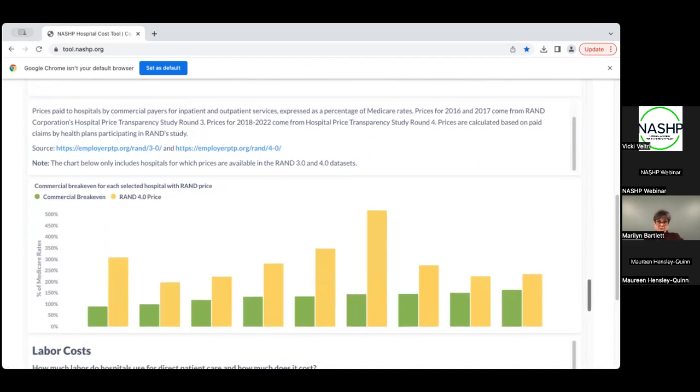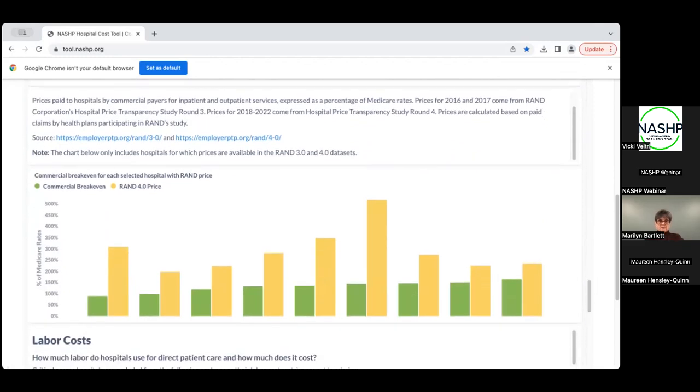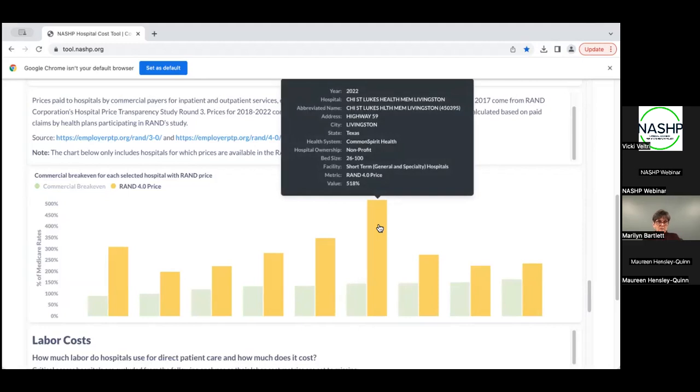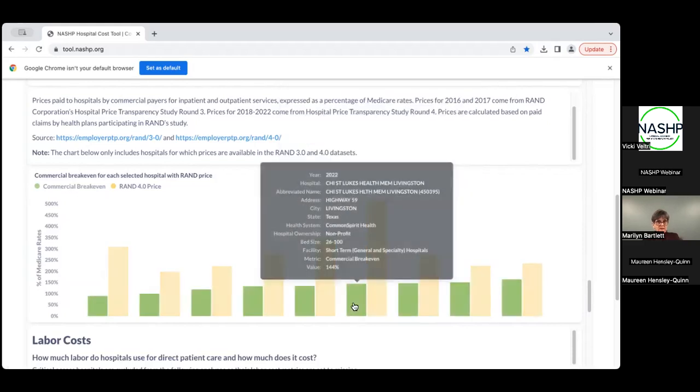And the last chart, we compare the 2022 break-even amount in green. The yellow is the RAND 4.0 price, which is a blend of the claims from 2018, 2019, and 2020. So in all these cases, this is what RAND is saying from their claims data, that this hospital is being paid as a multiple of Medicare for inpatient, outpatient. And this is what the hospital break-even point would be for the hospital in that year.